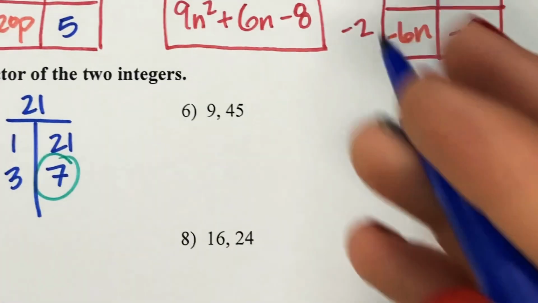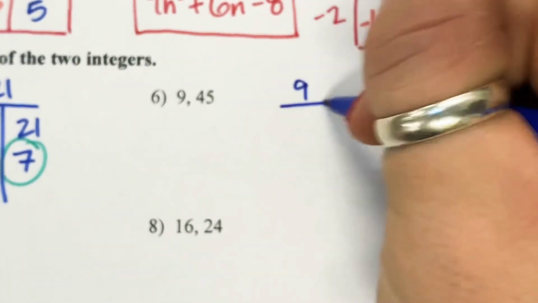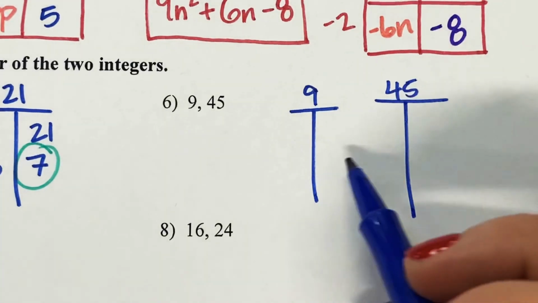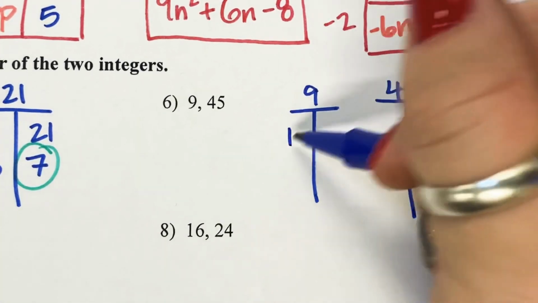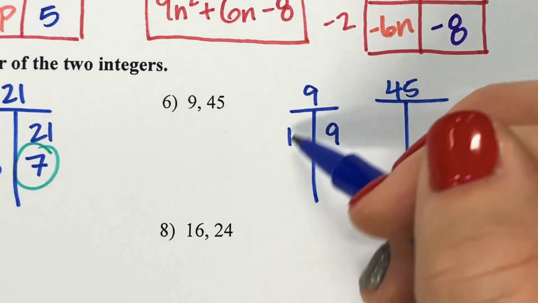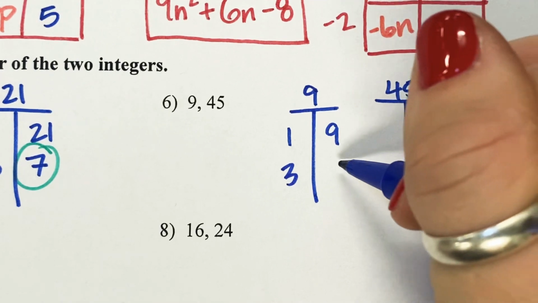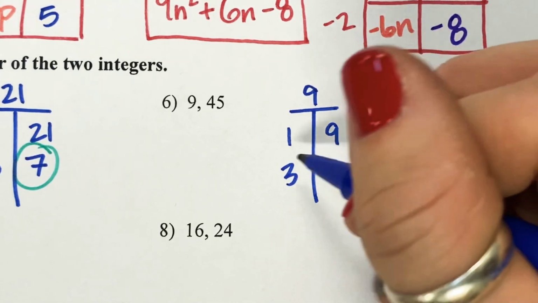So let's look at 6. Let's do the same thing. We have 9 and 45. Okay, so factor list for 9, we have 1 times 9. 2 doesn't go into it. 3 does. 3 times what gives me 9? 3. We already have it, so we're good.